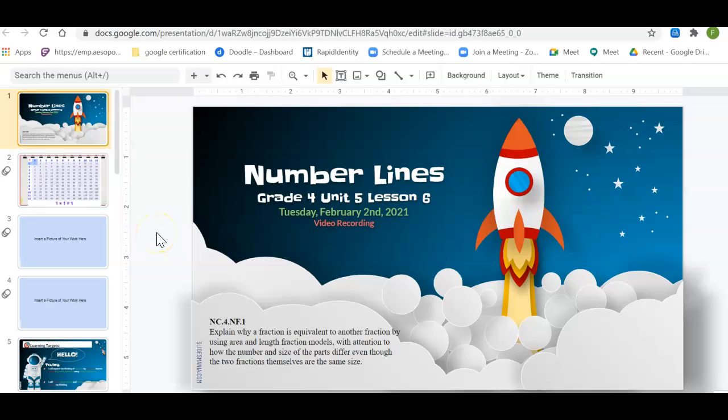Welcome, students. Today is Tuesday, February 2nd, and today we will be discussing lesson number 6, which is going to have us focusing on number lines. So today we'll be focusing on number lines.